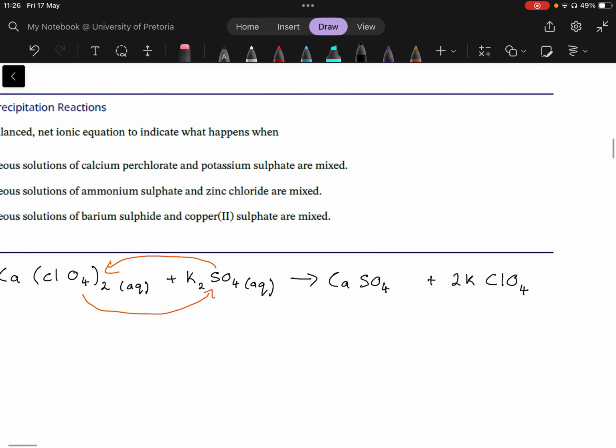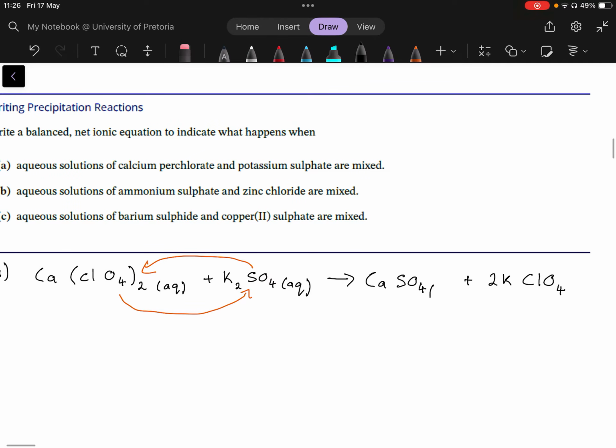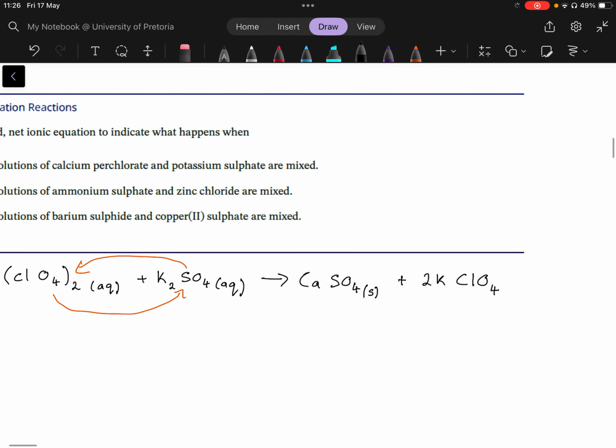The reason for the 2 is because we have 2 potassium on the left and 2 perchlorate ions on the left as well. Okay, so now we need to check whether or not there are any solids, and then we can start looking at the net ionic equation. You'll see most sulfates are not soluble, so that one is a solid, but most salts of potassium, sodium, the first group metals, are soluble, so this one is aqueous.